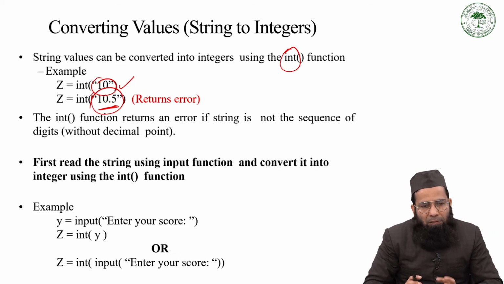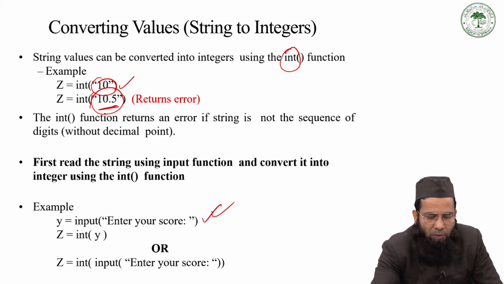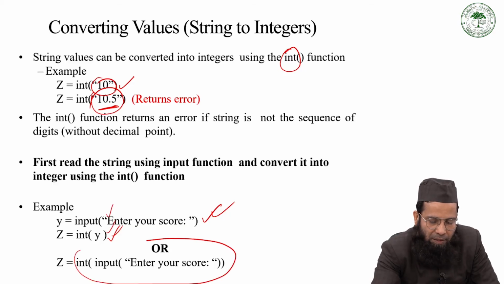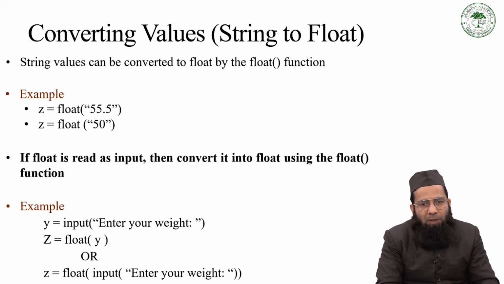If you want to take an integer variable, first you need to take it as a string and then you need to convert it. Like in this case, you take the value and convert it into integer format. And you can directly club these two statements into a single statement, like in this manner. Very soon I will come to the IDLE and I will try to show you all these.